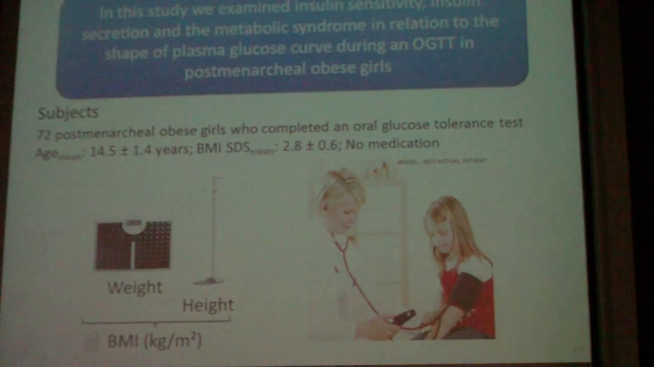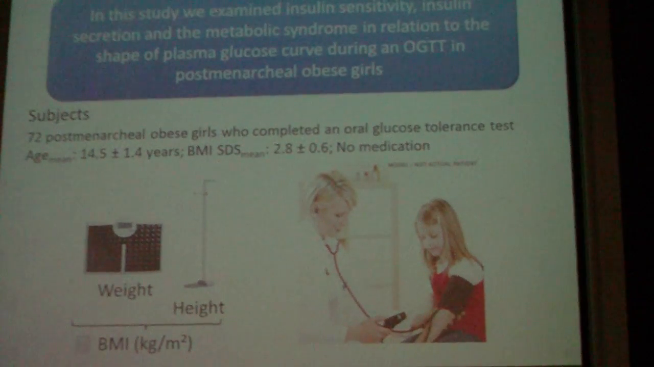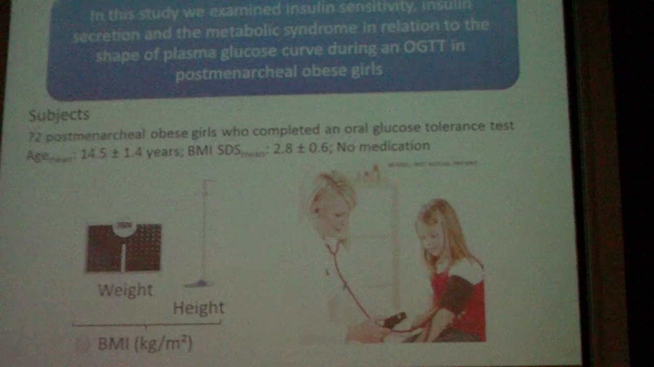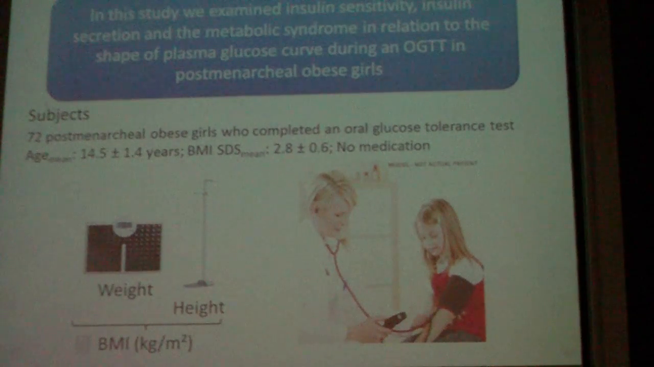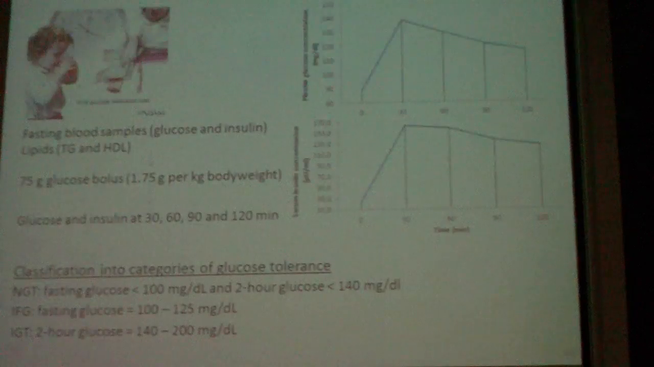We also included girls taking no medication, because medication can indeed influence the pattern of the glucose tolerance curve. So we calculated the BMI. We also measured the blood pressure to eventually define the presence of metabolic syndrome. So we did an oral glucose tolerance test on all these girls, and we can identify girls with a normal glucose tolerance, impaired fasting glucose, or impaired glucose tolerance.